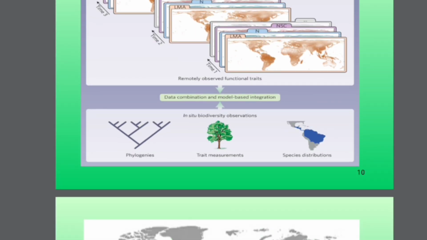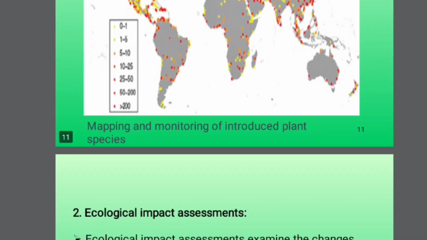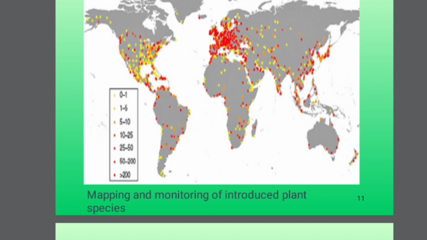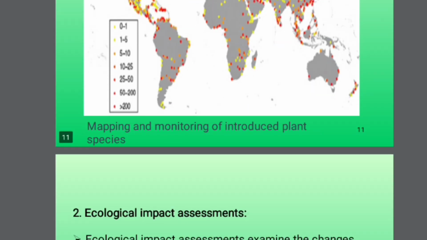So here you see in these slides, these are the mapping systems for introduced plant species, the mapping and monitoring of introduced plant species. These basically highlight those areas where the native species are affected by the invasive species. The red colors represent the highest impact, and the yellowish color shows a lesser impact. So these are the graphs or maps generated through the mapping and monitoring of the invasive species.